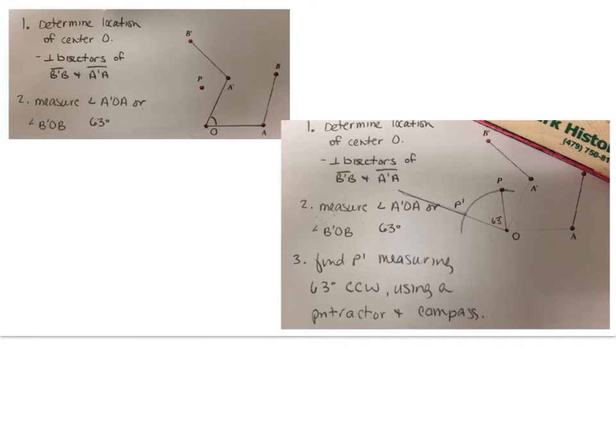I could have connected it to B and B prime. It doesn't matter. So this right here says measure angle A prime OA or angle B prime OB. And I got 63 degrees. Now I needed to construct that. So if we look over here on the next picture, I got 63 degrees right here. I needed to find P prime by measuring 63 degrees counterclockwise.